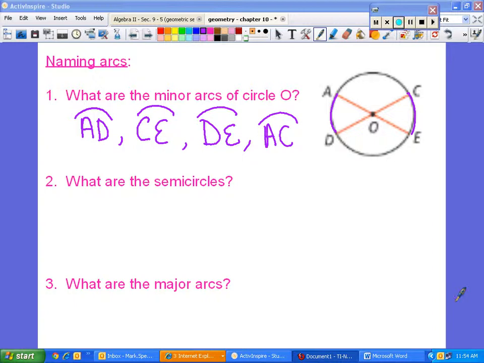Now to name the semicircles. Now, we have two diameters, okay? So the semicircle is going to go from one side of the diameter to the other side of the diameter. So what's the problem with saying semicircle DC? Here's D and here's C. O is just the center of the circle. That's actually the name of the circle. This is circle O. What is the problem with saying semicircle DC?